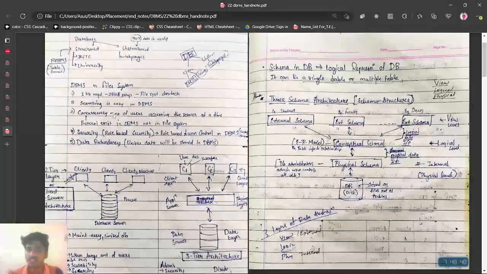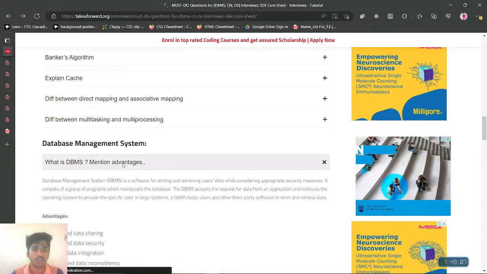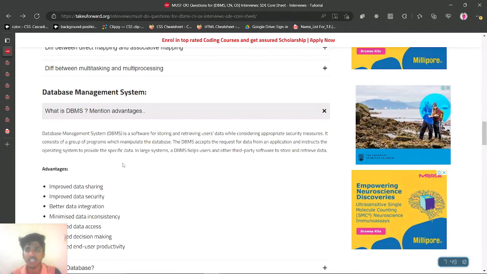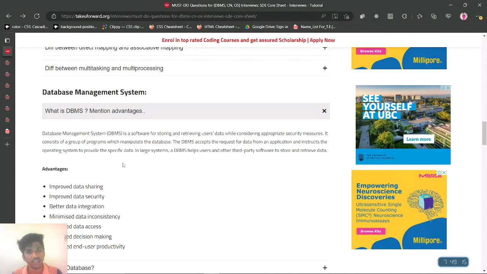Then searching is easy in DBMS. As we have seen in the previous video, DBMS refers to database management system. Let us define DBMS in one minute. DBMS is a software used to store and retrieve user data while considering appropriate security measures.